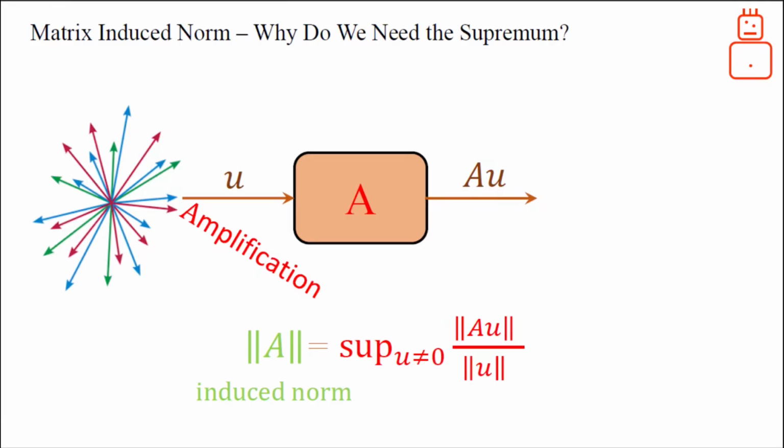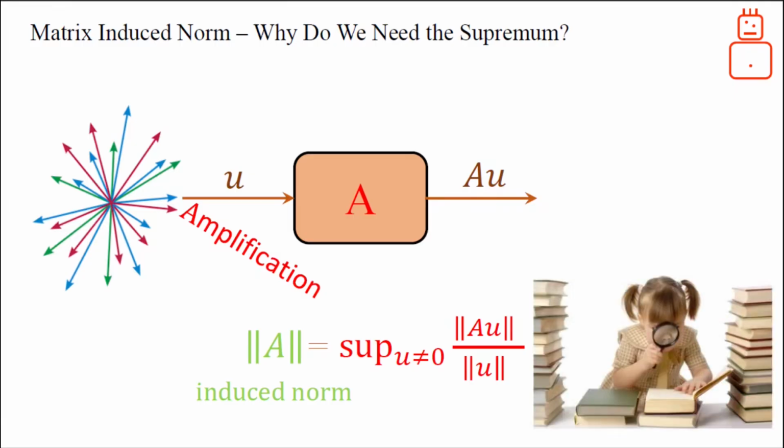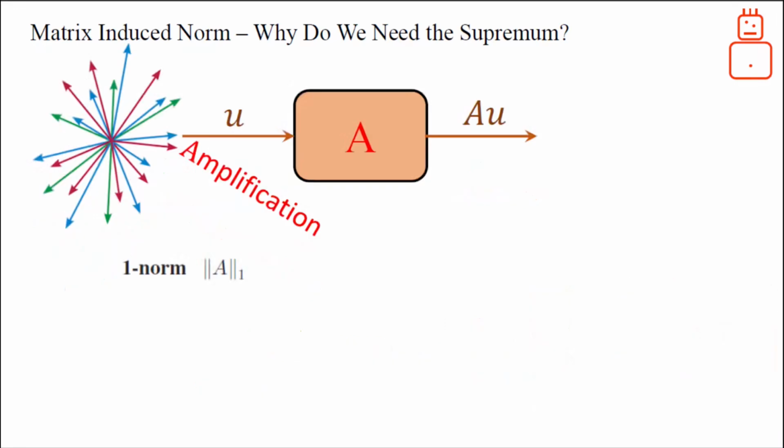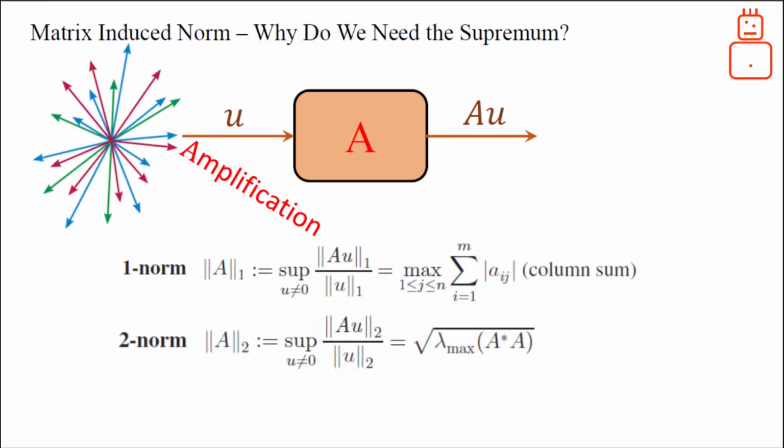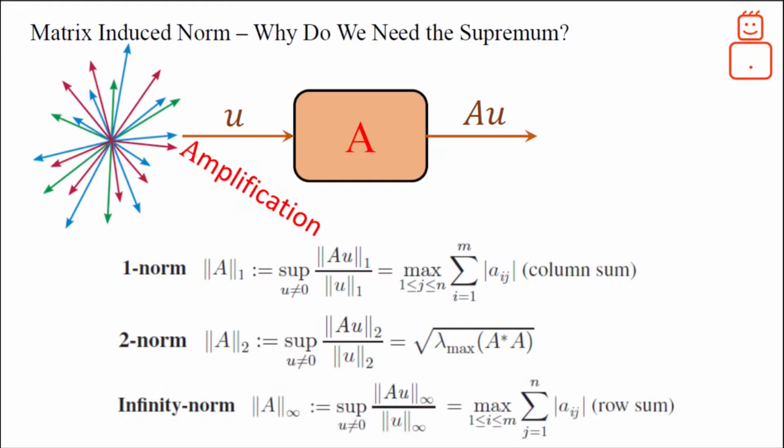Without going into the details, if you dig into the signals and systems books, you will realize that the induced norm 1 of the matrix A is just the column that gives the maximum summation of its elements, while the induced norm 2 of the matrix A is just the square root of the maximum eigenvalue of the square of the matrix. And finally, the induced norm infinity is just the row that gives the maximum summation across its elements.